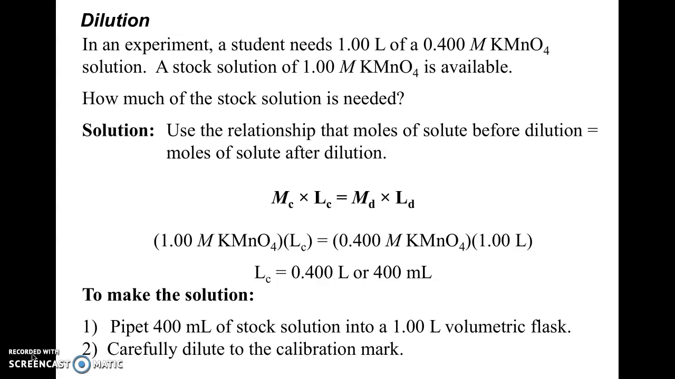And so if you had to actually make this, you'd get a 400 milliliter volumetric pipette and fill it to the mark with the stock solution, and then put it into a 1 liter volumetric flask and dilute it to the calibration mark with the solvent.